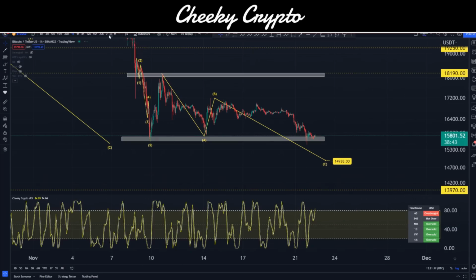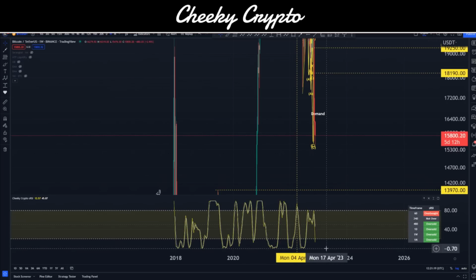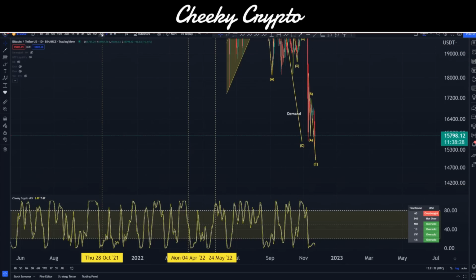Now, one of the things I do want to talk about here is that we've only just gone down into this weekly oversold position. We can be down here for a couple of weeks yet, a fair few weeks, probably 3, 4, maybe even 6 weeks, we could be down in the oversold area. So I'm not expecting this to be over with anytime soon, but it does give us an opportunity to be thinking about dollar cost averaging.